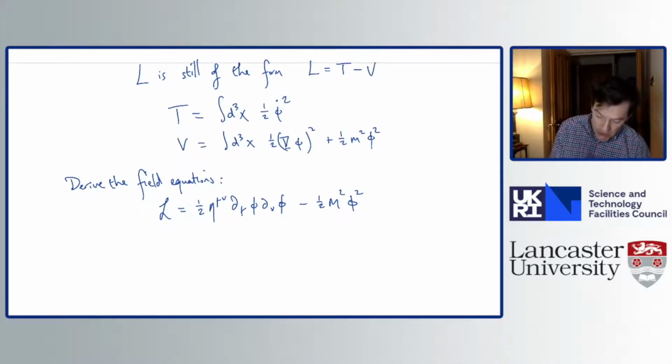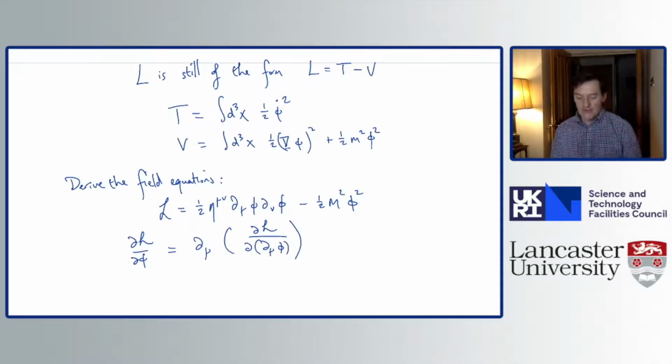And we're going to use the Euler-Lagrange equation, which is dL/d phi is d mu dL/d(d mu phi), and this combination of the partial derivatives. So we need to take the partial derivatives of our Lagrangian with respect to the derivative and with respect to the field. So let's go ahead and do that.